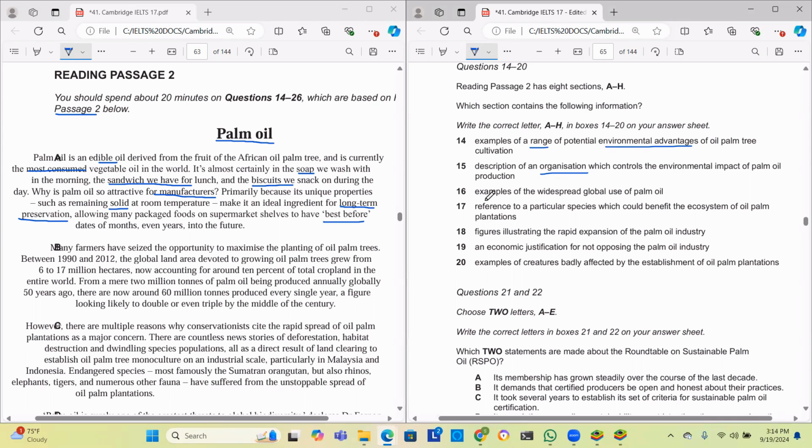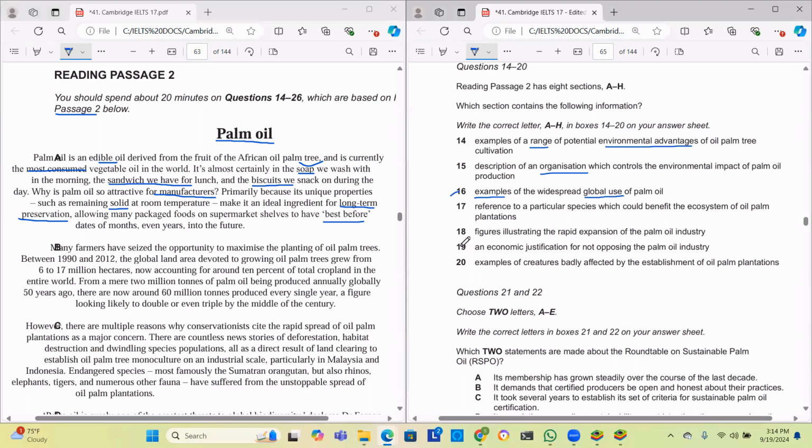Next, the 16th one, examples of widespread global use of palm oil. I think we have read a few examples of the widespread global use. What is that global use? It is used in soap, it is used in sandwiches, biscuits, right? And it is also attractive because it remains solid at room temperature. So I think this is the global use of palm oil. I think the 16th one is close enough to A. But let's keep this on hold.